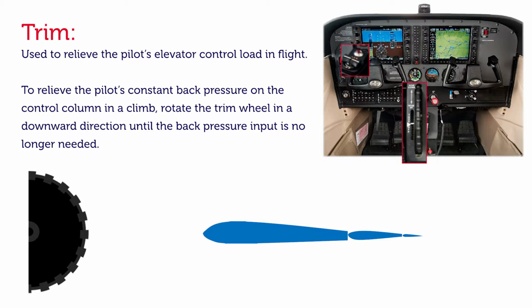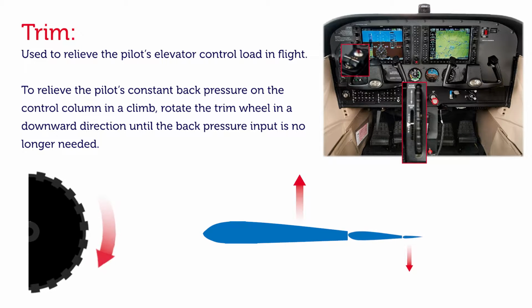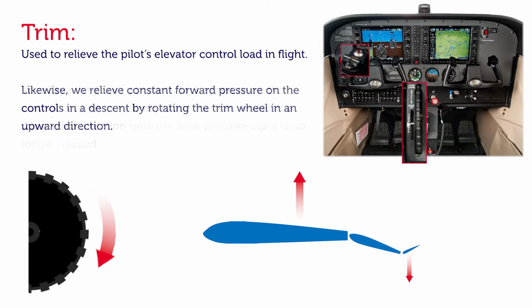To relieve the pilot's constant back pressure of the control column in a climb, we're going to rotate the trim wheel in a downward direction. So if you're applying back pressure, you trim down until the back pressure input is no longer required. Likewise, we relieve the constant forward pressure on the controls in a descent by rotating the trim wheel in a forwards fashion.